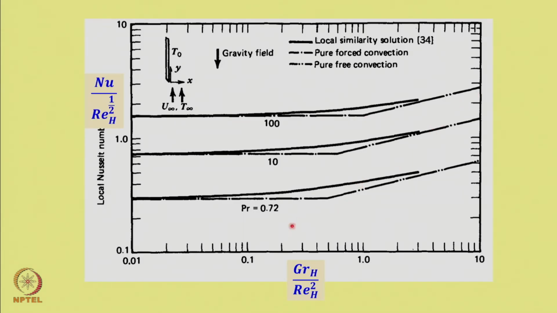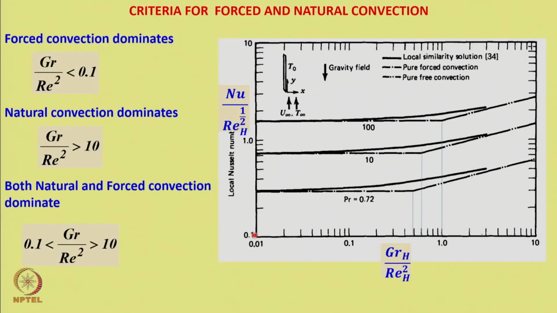But you can see here the knee for Prandtl number 0.72 is around 0.4, knee for 10 is around 0.5, and knee for 100 is 1. So the transition from forced to free depends on the Prandtl number, not just the Grashof and Reynolds number. This we need to realize.